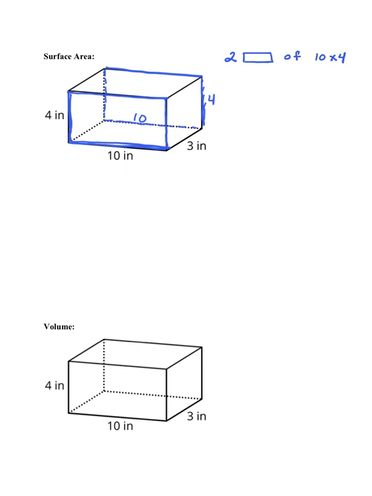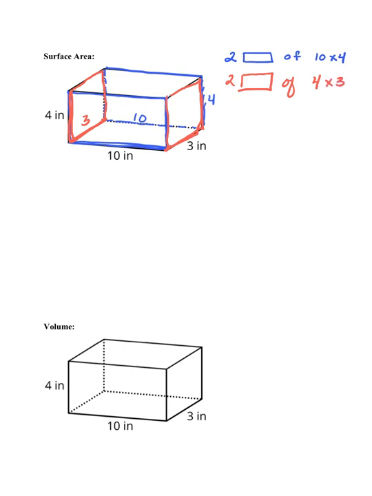All right, I'm going to switch to red. What if we take a look at the two sides of the box right here and right here? Those two sides are exactly the same, and they have dimensions of 4 by 3. So now I have 2 more rectangles of dimension 4 by 3.